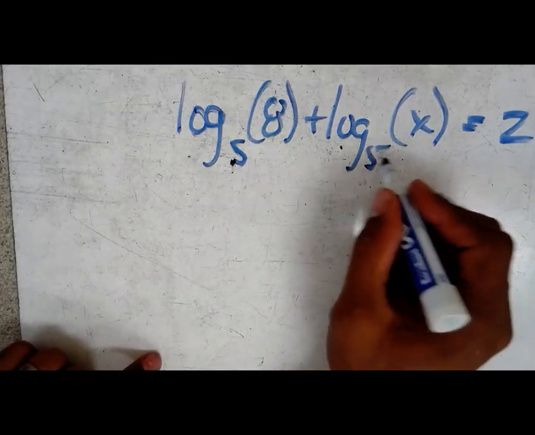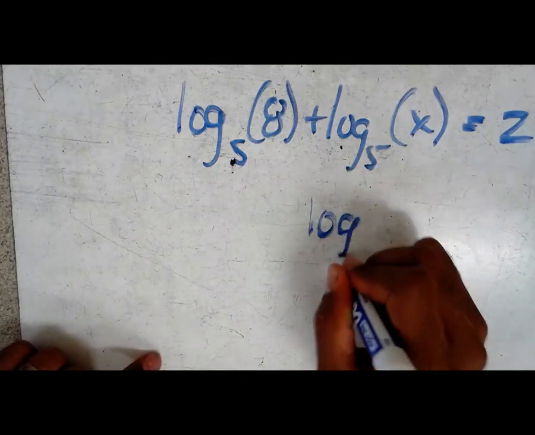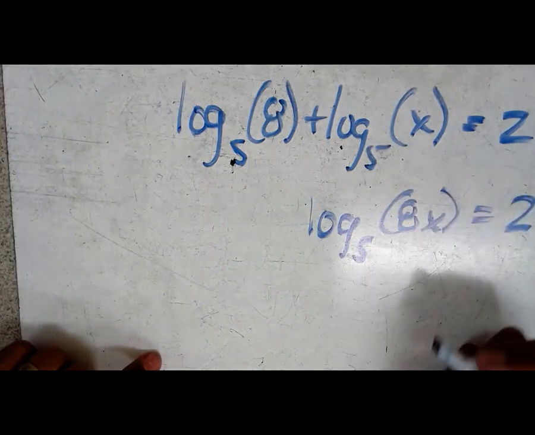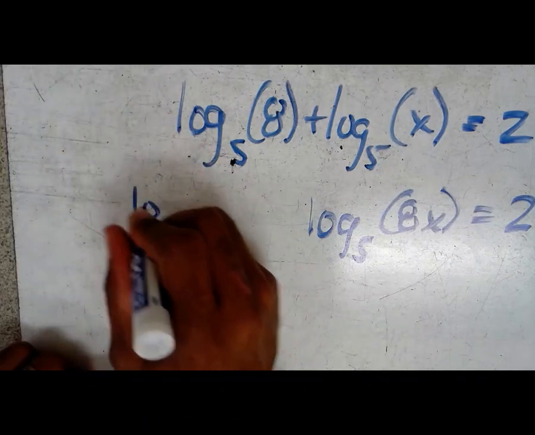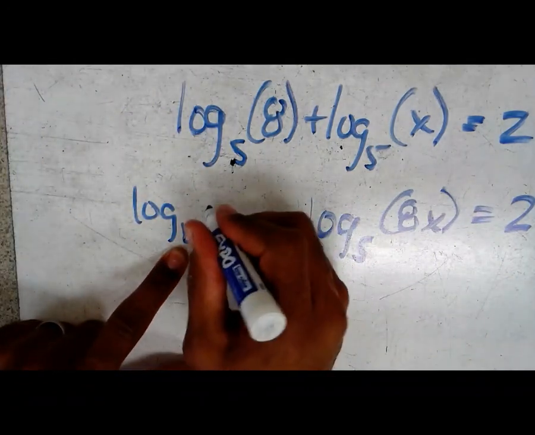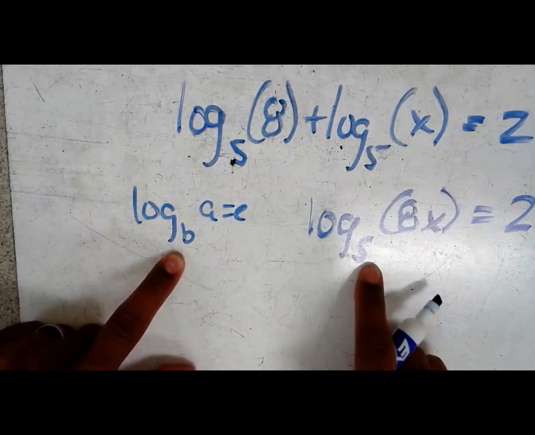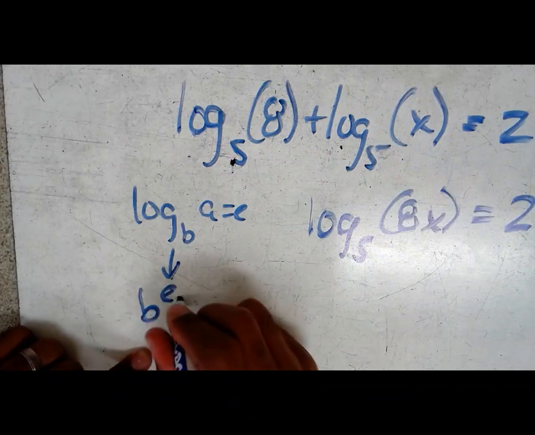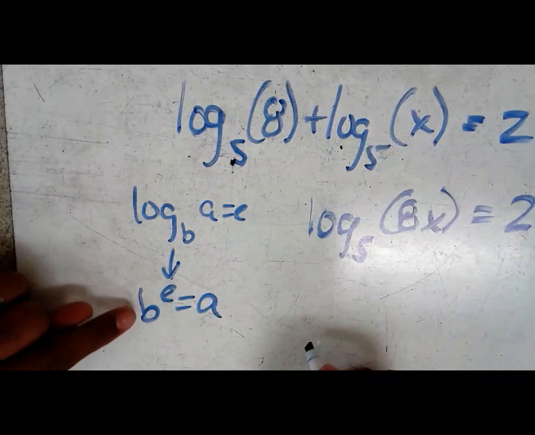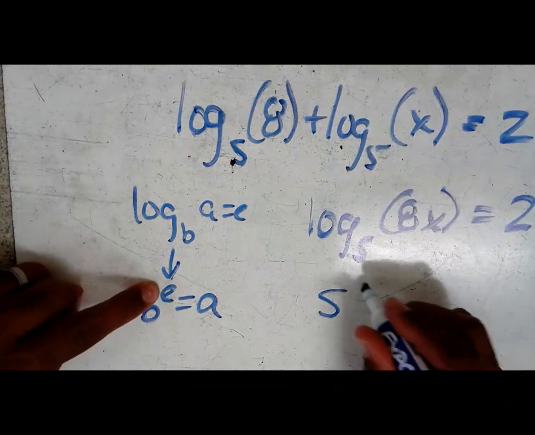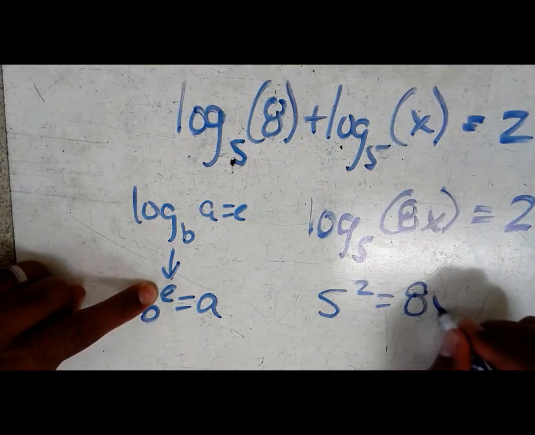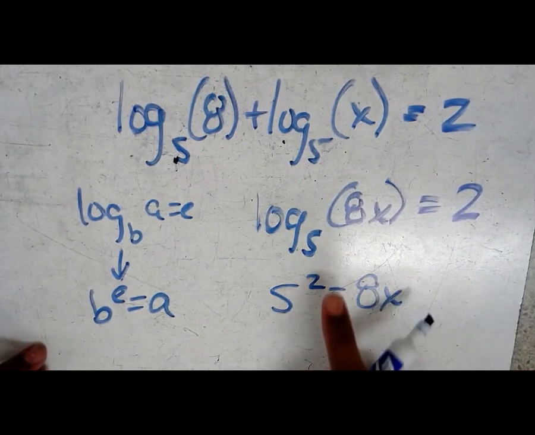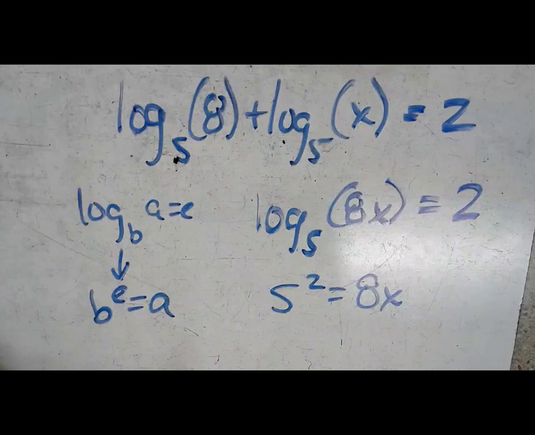All right, so what we're going to do first is the same thing we did in the last problem. Combine these two, so we get log base 5 of 8x equal to 2. Remember that this is in log form: log base b of a equals e, the base being 5, the a being 8x, and the e being 2. We can change this into exponential form. Now the b is the 5, the e is the 2, and the a is the 8x. All we have to do is simplify and solve it. All you do is do 5 squared, get that, and then divide by 8.